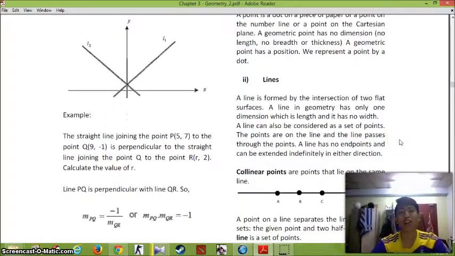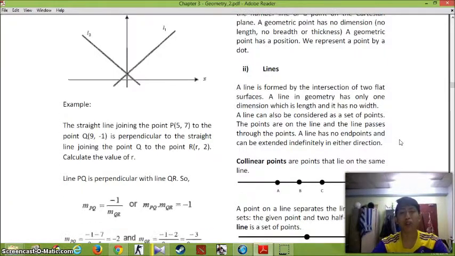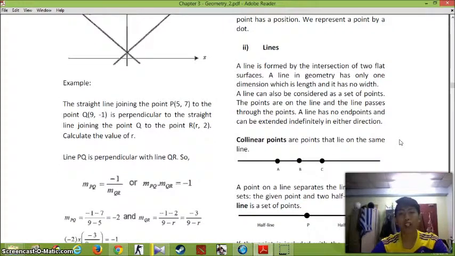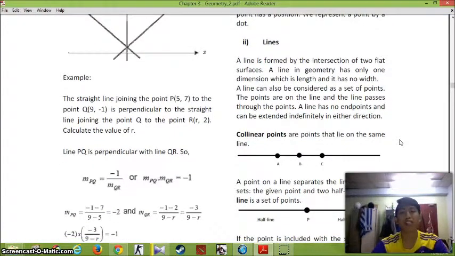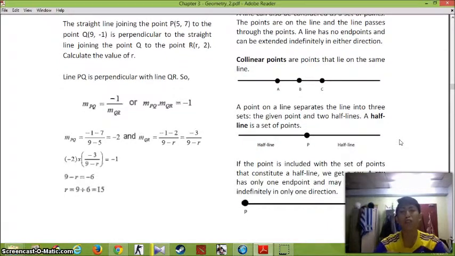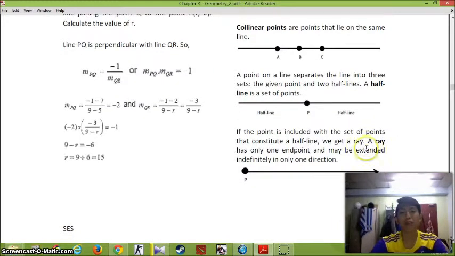So we can see an example of points, that is collinear points. Collinear points are points that lie on the same line. A point on a line separates the line into three sets: the given point and two half lines. A half line is a set of points. If the point is included with the set of points that constitute a half line, we get a ray. A ray has only one endpoint and may be extended indefinitely in only one direction. We can see an example of this type of ray.